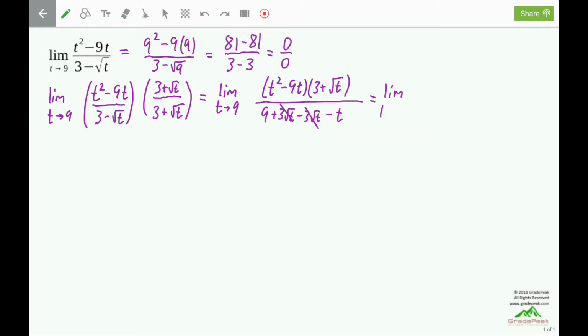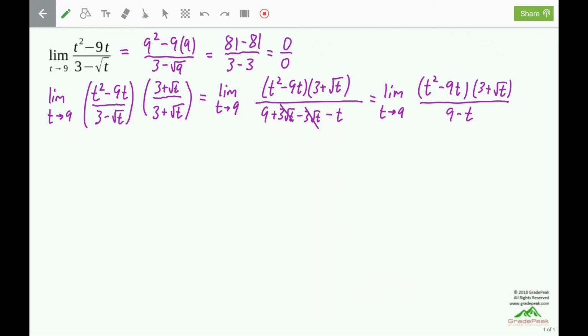That leaves us with limit as t goes to 9 of t squared minus 9t times 3 plus root t. We haven't done anything with the numerator just yet. Over 9 minus t. Now we still have 0 over 0. We haven't removed that just yet. We've become power functions here, and we are producing a 0 in the denominator because of that as t goes to 9. And in the numerator, it's because of that. It's going to be 81 minus 81. They cannot cancel just yet.